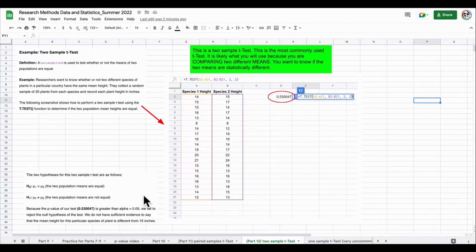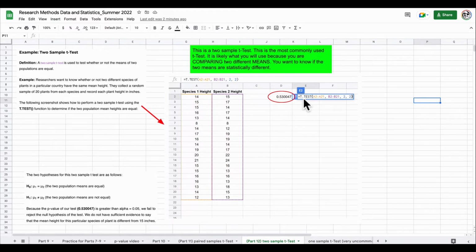In this case, it's a little bit different. Let's look at the example. The researchers want to know whether or not two different species of plants in a particular country have the same mean height. So these are two different species in two different countries, and they want to know if they have the same mean height. Well, you can just get the mean and you would be fine. Remember, we're comparing the two different means. We want to know if the two means are statistically different.